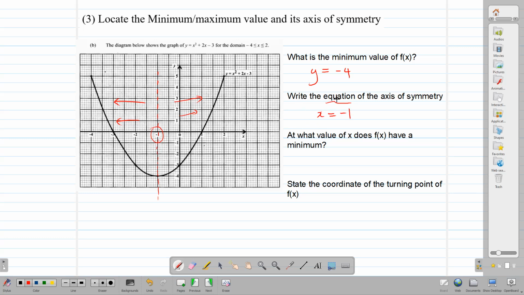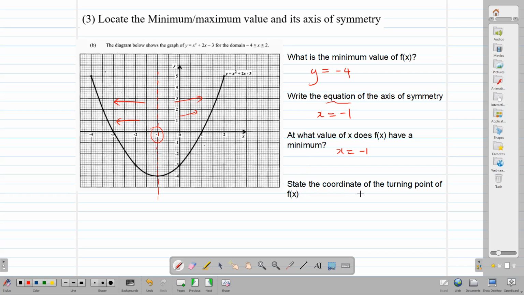Note also that this question, write the equation of the axis of symmetry, may also be written as, at what value of x does f of x have a minimum? It means the same thing. So whenever you see it, realize that those two questions are asking the same thing and it's the same answer. You wouldn't be asked both in the same question on a CXC paper. The person writing the question may either use this version or that version. However, they mean the same thing.